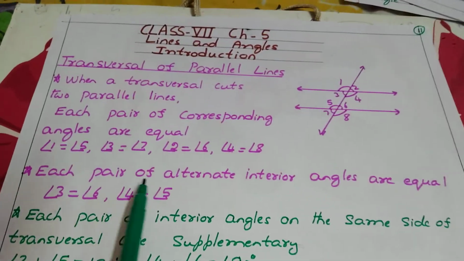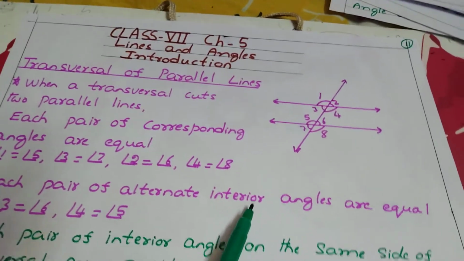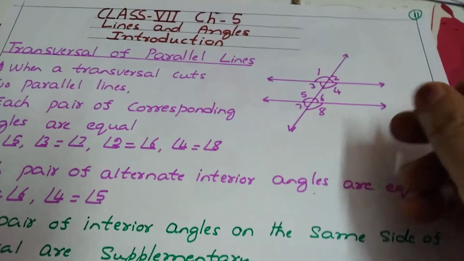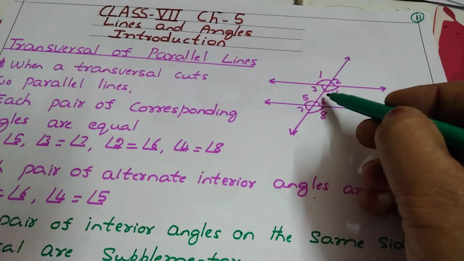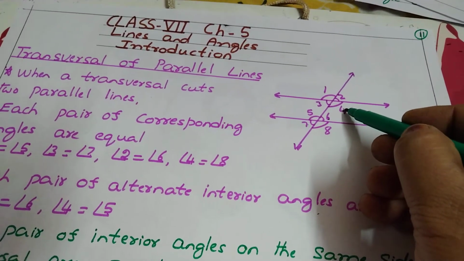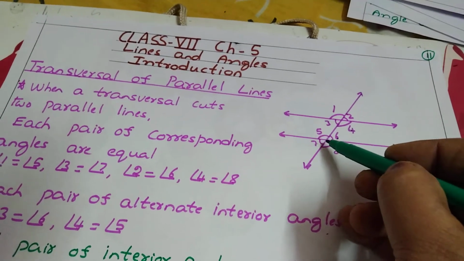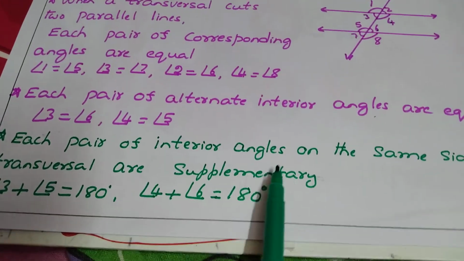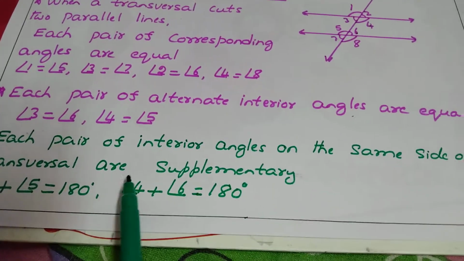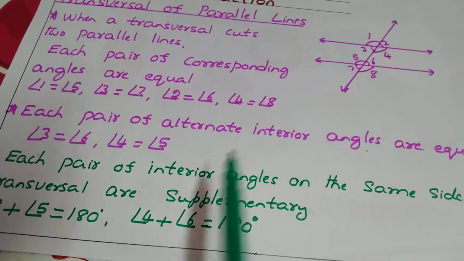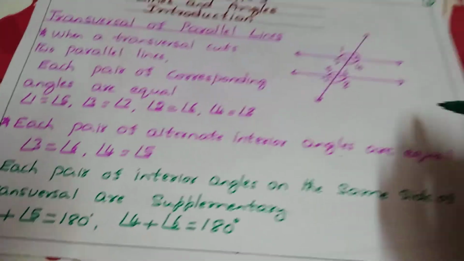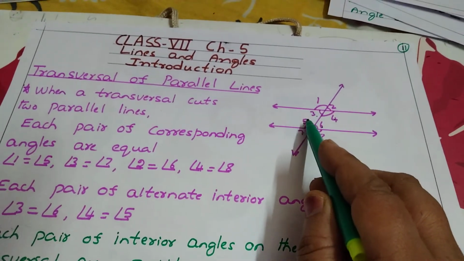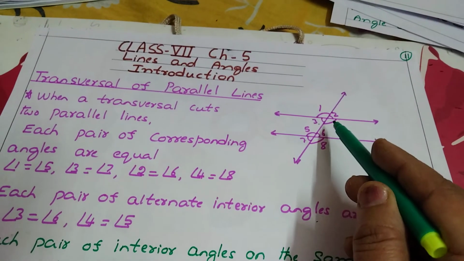Next point, each pair of alternate interior angles is equal. Alternate means opposite sides. See, 3 and 6, 4 and 5, that's equal. Each pair of interior angles on the same side of the transversal is supplementary. That is, 3 and 5 are supplementary.